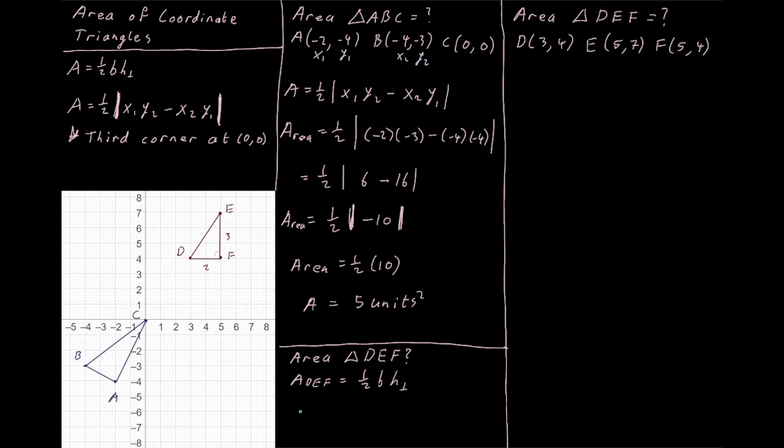So that's going to be a half of 2 for the base, and perpendicularly at right angles away from that base up to the far corner is 3. So I just end up with a half of 6, which is 3. So the area of the triangle DEF is just 3 units squared for our area.